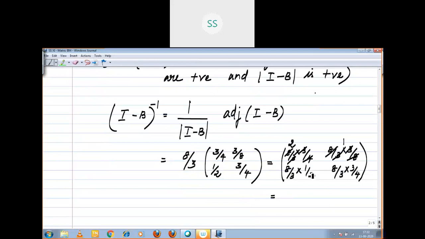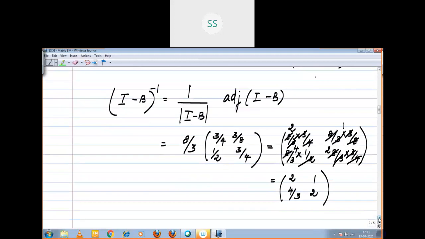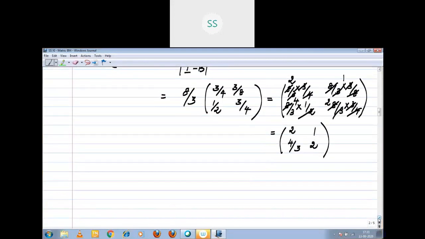3 cancel, 4 twos are 8. 3 cancel, 8 cancel, 1. Now, 2 fours are 8, here it becomes 2, 3 cancel. So you arrive at the result: 2, 1, 4 by 3, 2. Got it, children?